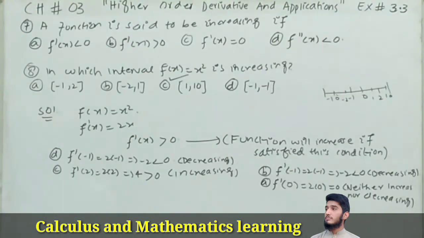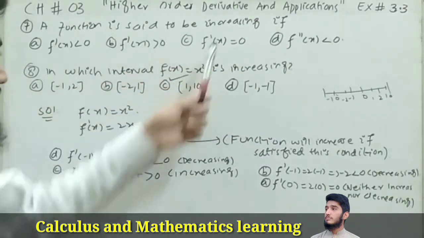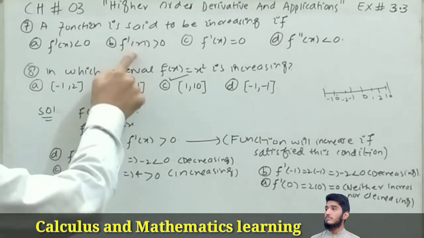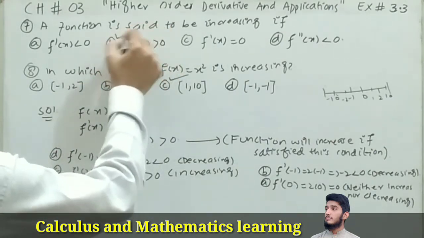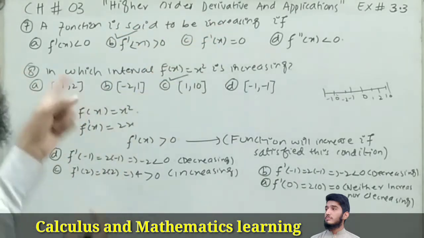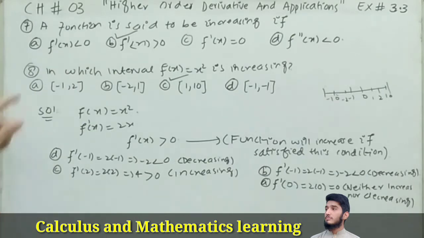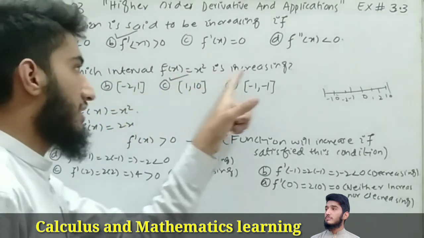Move towards MCQ number 7. A function is said to be increasing if it follows these 4 conditions. Remember, the function will be increasing if f prime of x, means the first derivative, is greater than 0. So the correct option will be option B. For the decreasing, we will choose option number 8, f prime of x less than 0. Move toward MCQ number 8, in which interval f of x is equal to x square is increasing.